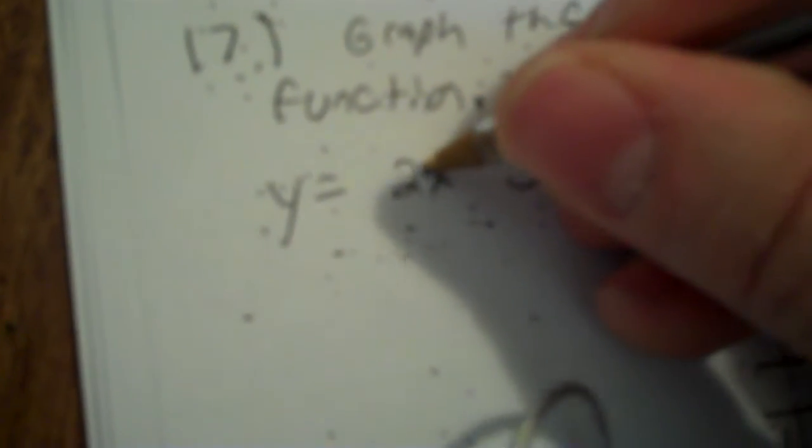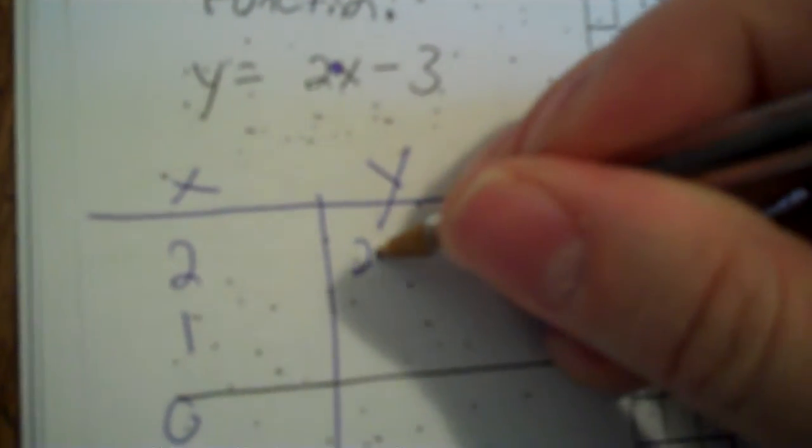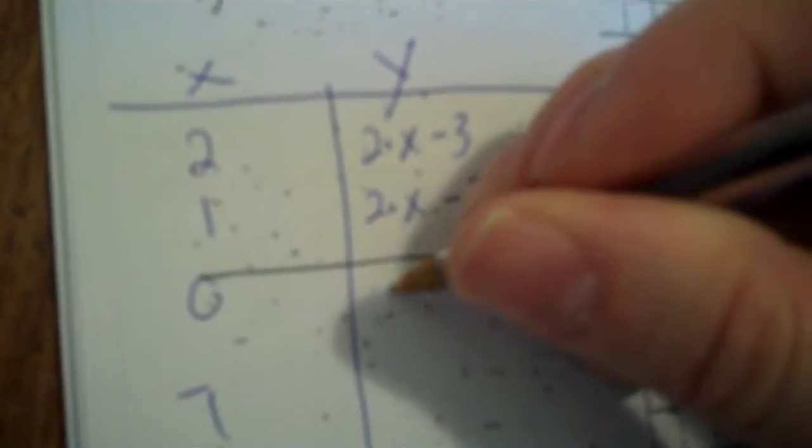Okay, graph the function. Y equals 2 times X minus 3. So you make a table. And I would pick 2, 1, 0, negative 1, negative 2. So 2 times X minus 3 for each.